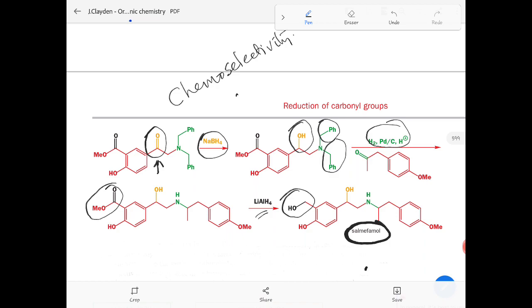Chemoselectivity means where the reactant will react. There are many functional groups, so on which functional group is the reagent going to react? Which functional group will be attacked? Is it the ketone, the aldehyde, or the ester?